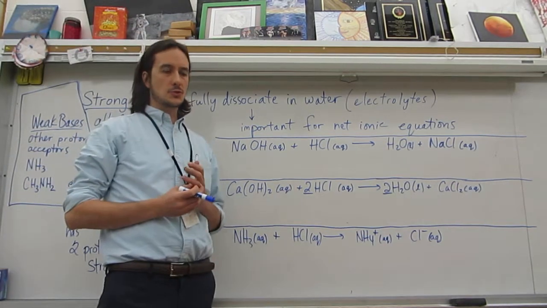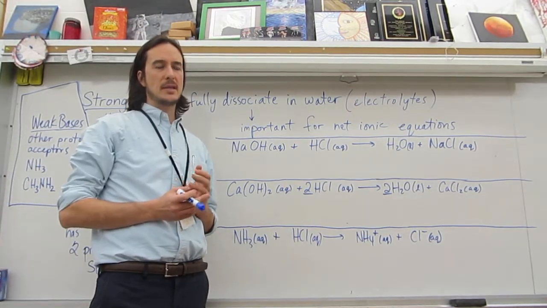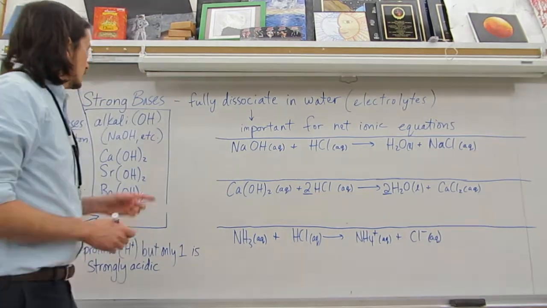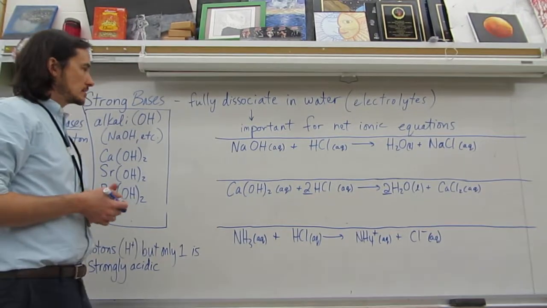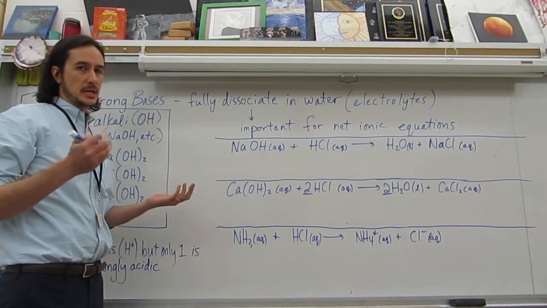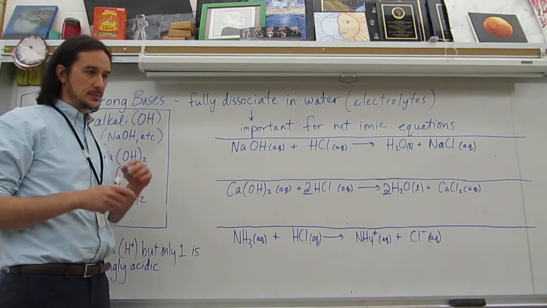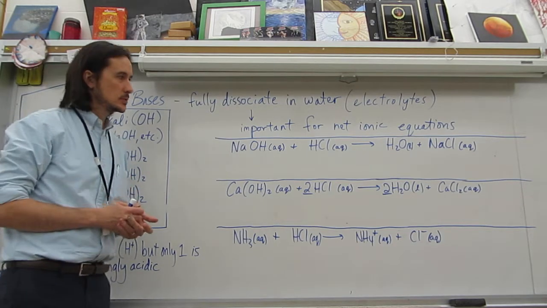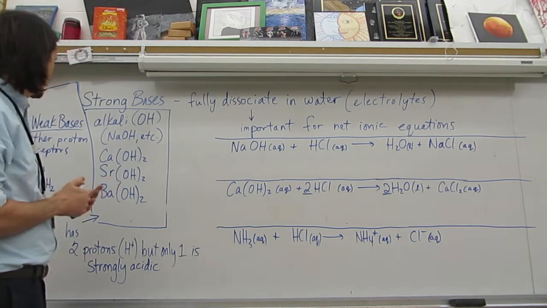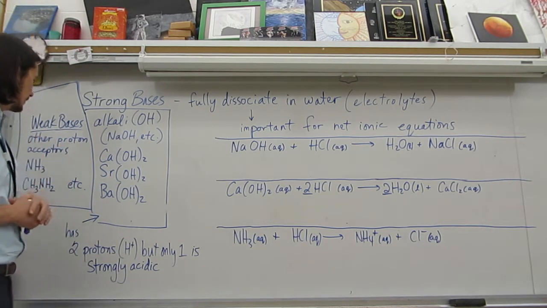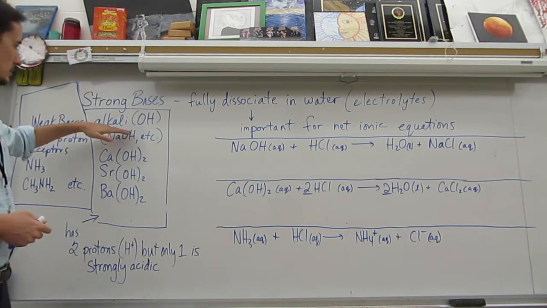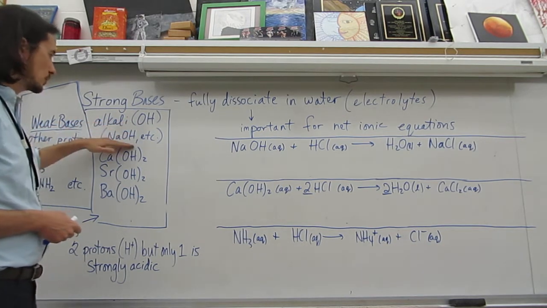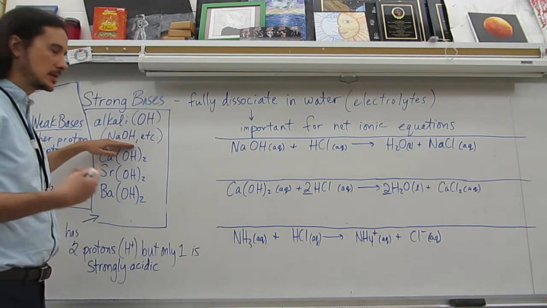So just a word about strong bases and weak bases and what they look like in chemical equations. Strong bases, like strong acids, are going to fully dissociate in water. That's going to allow them to conduct electricity very well. We call them electrolytes, just like table salt is an electrolyte. Weak bases. Strong bases are going to be alkali hydroxides, so sodium hydroxide, potassium hydroxide, etc.